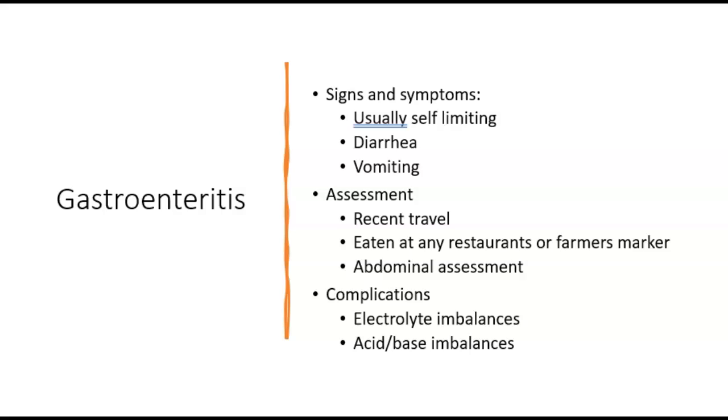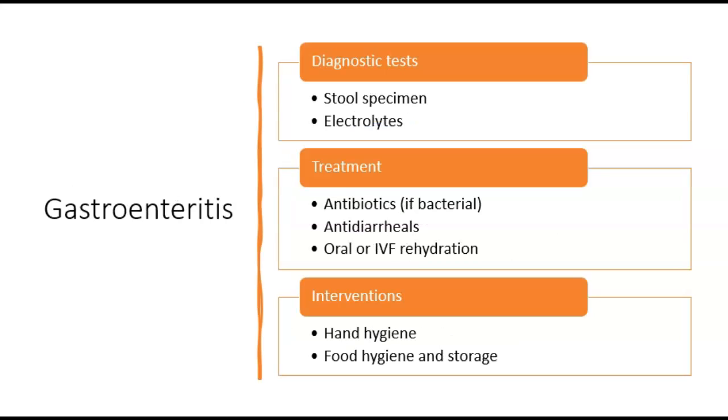Assessment: you want to ask about recent travel, if they've eaten at any restaurants in the past 24 to 48 hours, if they've gotten any food from the farmer's market, or if they have eaten any kind of raw fish. And then you want to complete an abdominal assessment. Complications of gastroenteritis can include electrolyte imbalances and acid-base imbalances. Diagnostic tests include stool specimens and electrolyte levels.